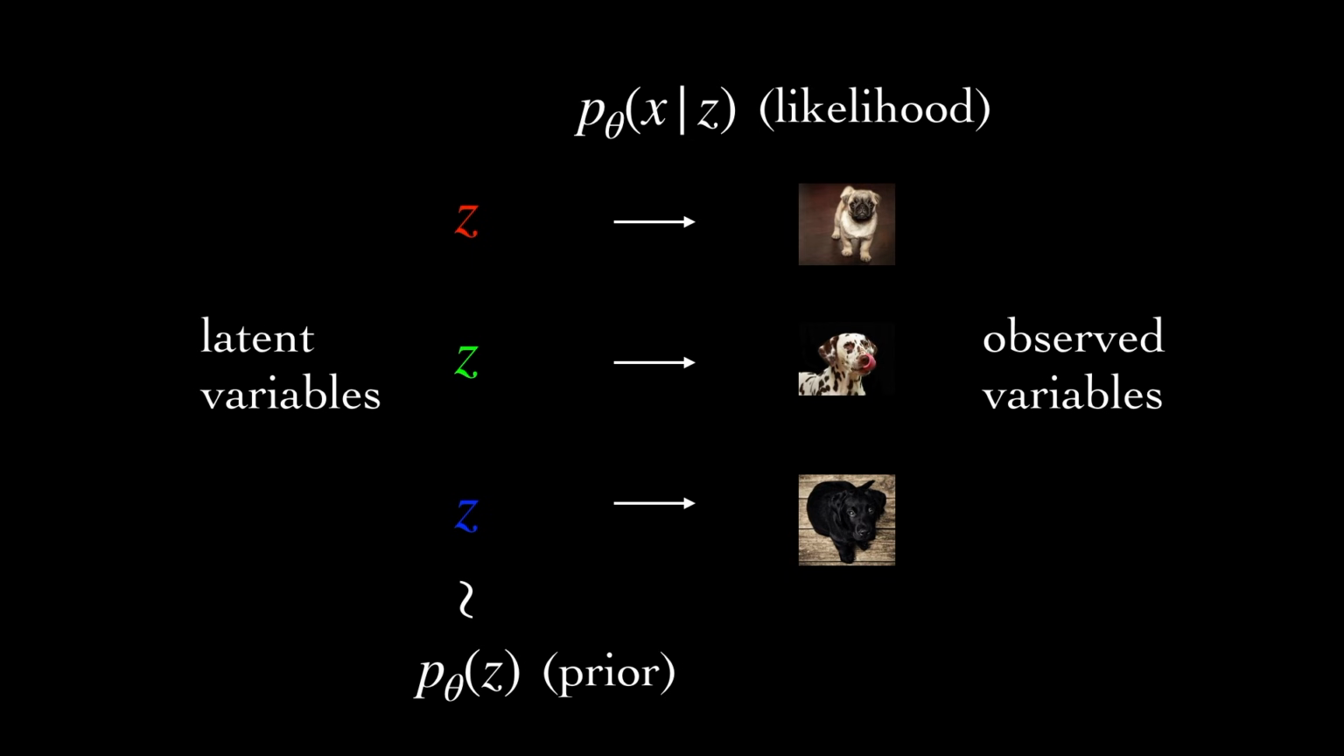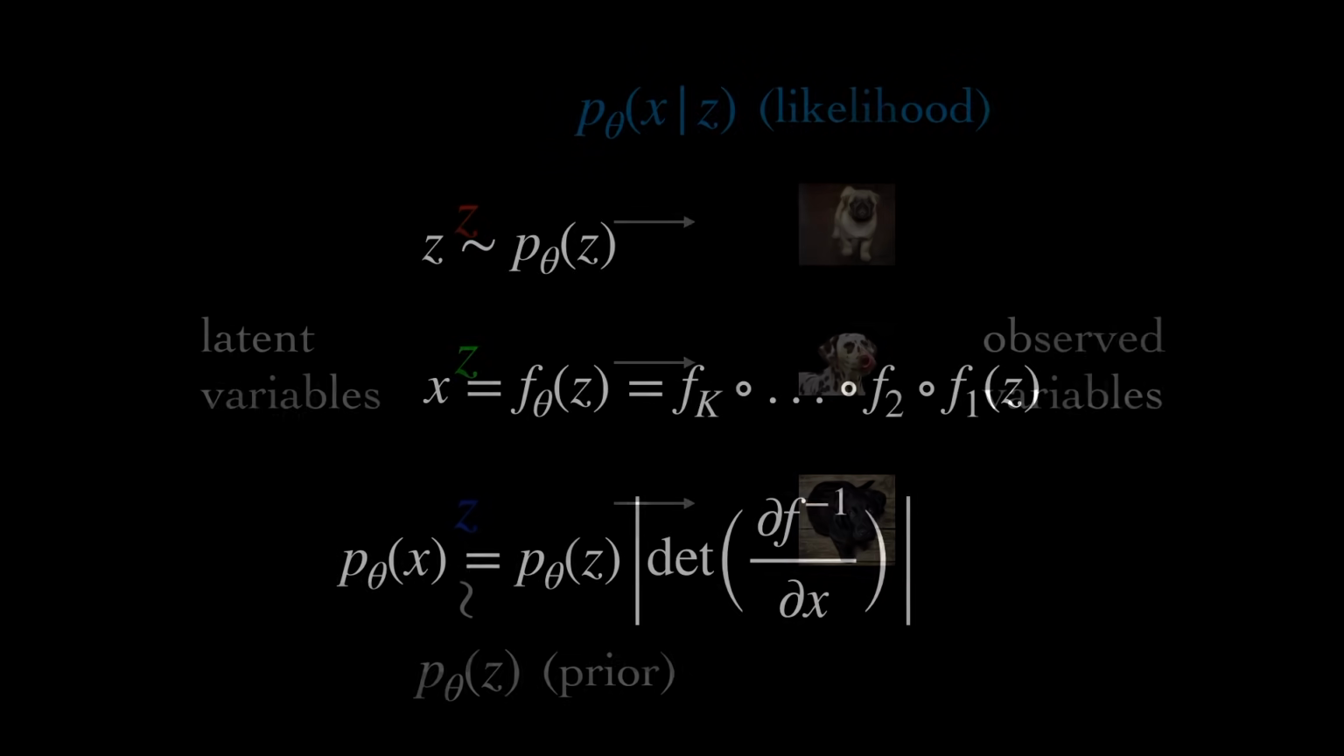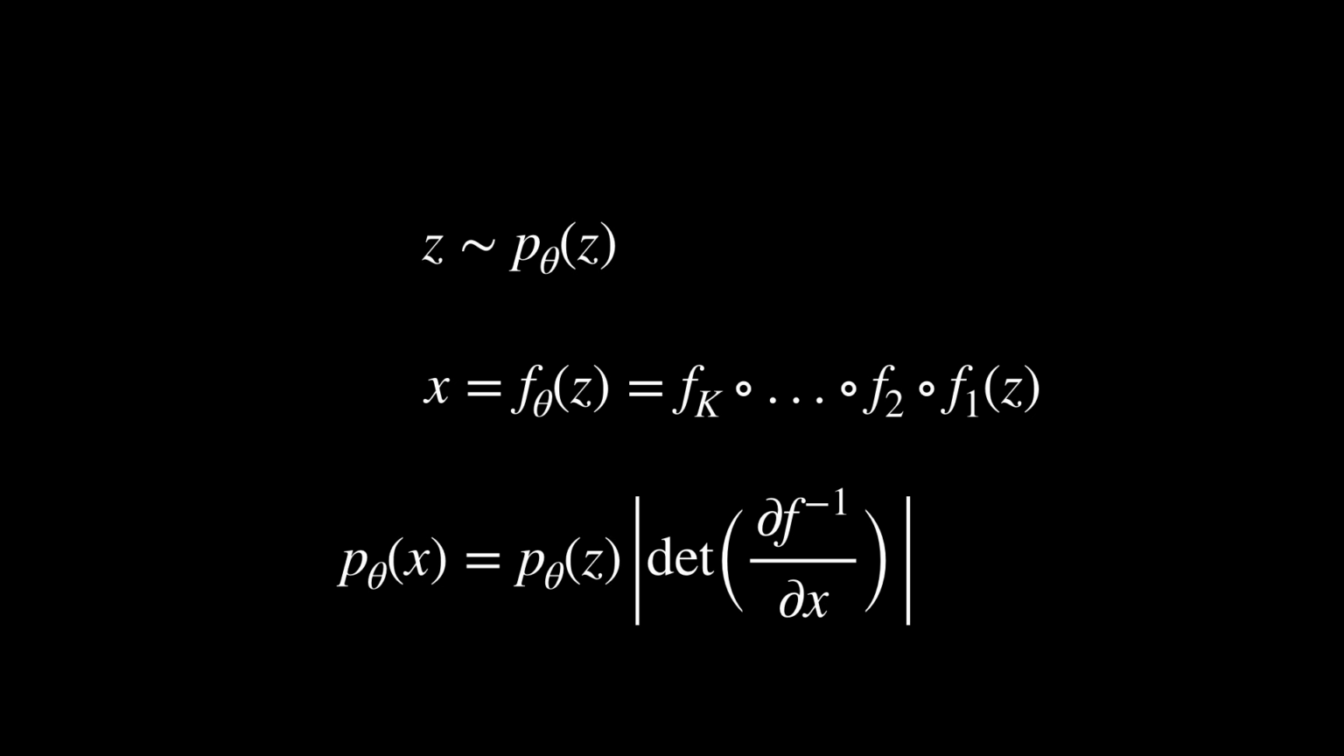One way to use normalizing flows in a latent variable generative model is to parameterize the likelihood as a flow. In our framework, z will serve as a latent variable with prior p(z), and x will be the observed variable, produced by passing z through the bijective transformation f. So let's derive our maximum likelihood objective.